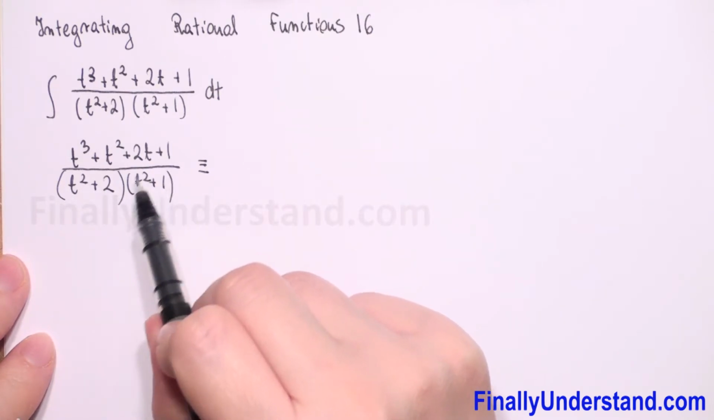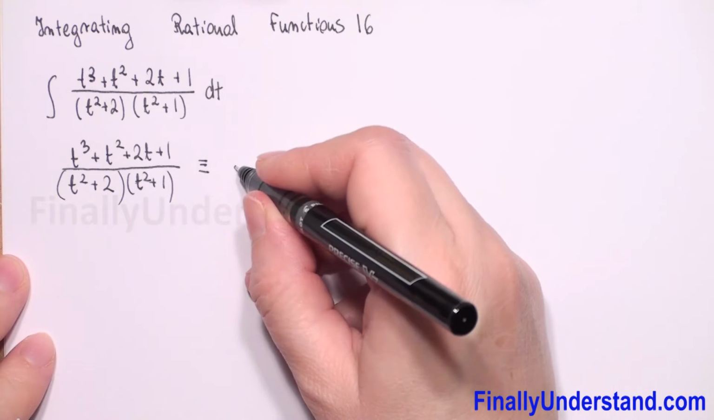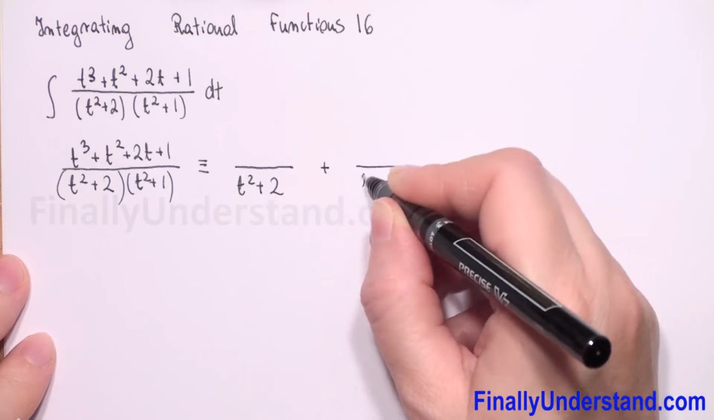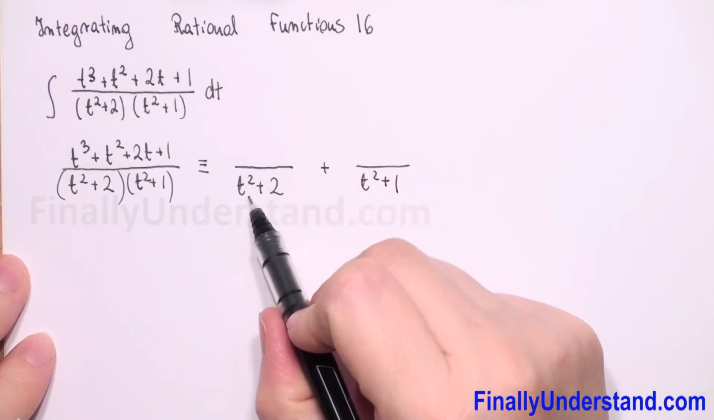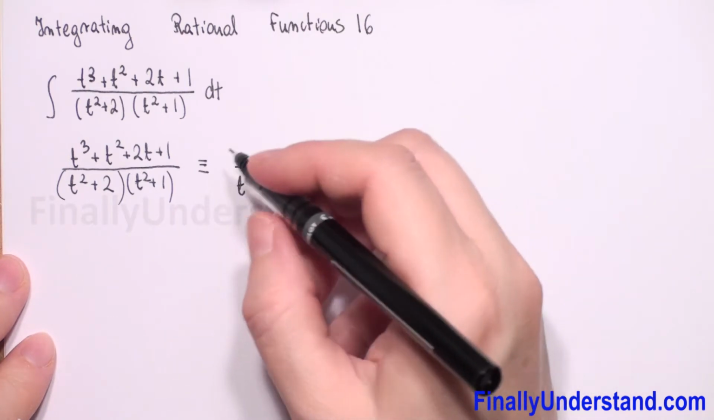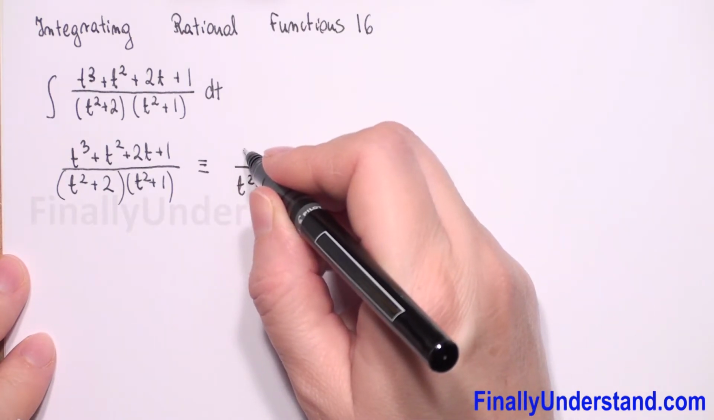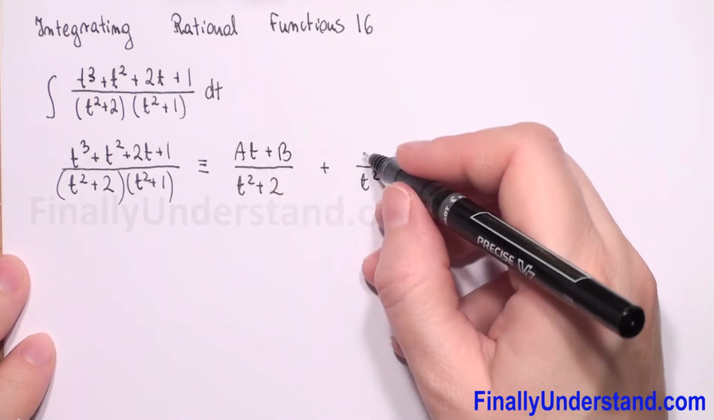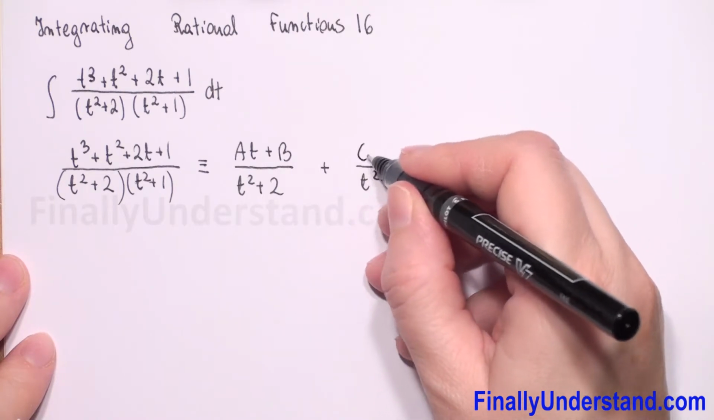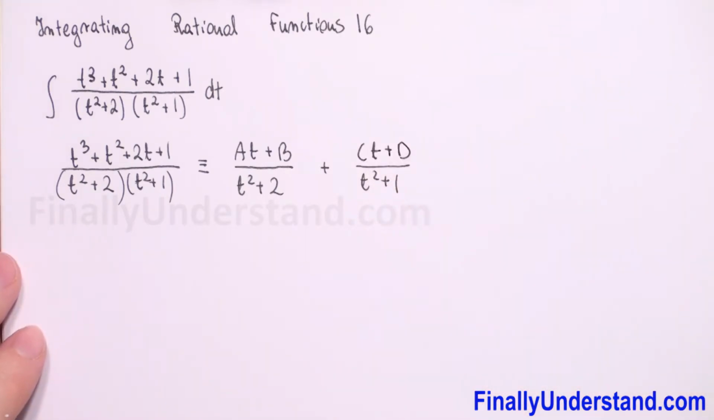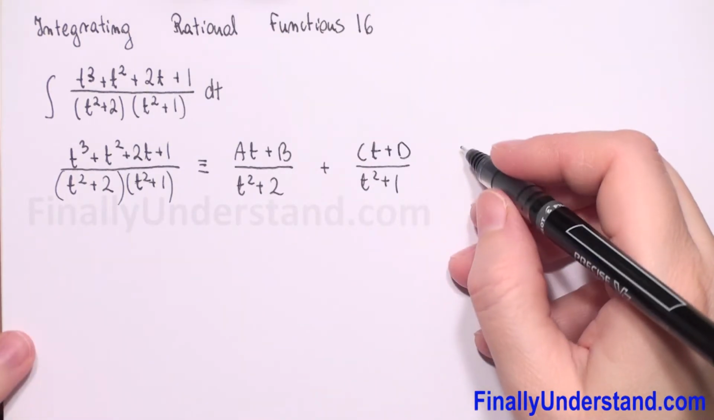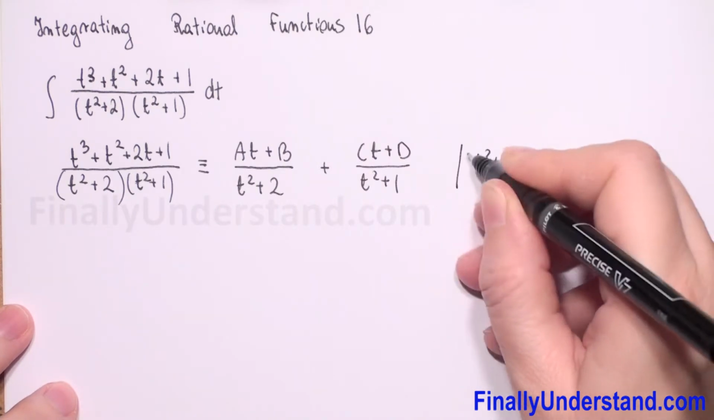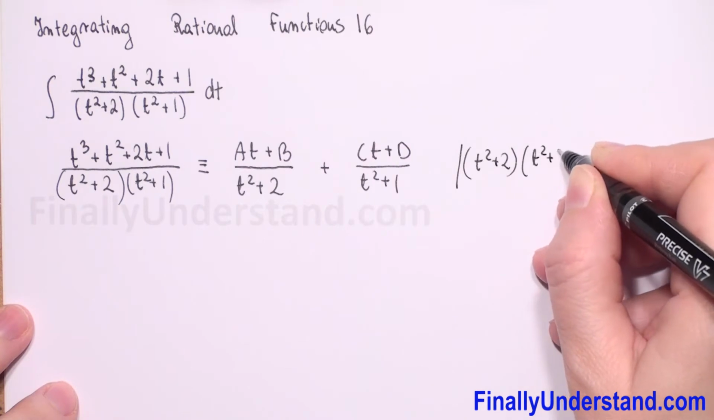factorize and t square plus 1 we cannot factorize, so we have to put in denominator t square plus 2 and t square plus 1, and because we have in denominator t square, we need to put in numerator a times t plus b, and in the second numerator we will have ct plus d. Now, to reduce this fraction, we will multiply both sides by t square plus 2 times t square plus 1.